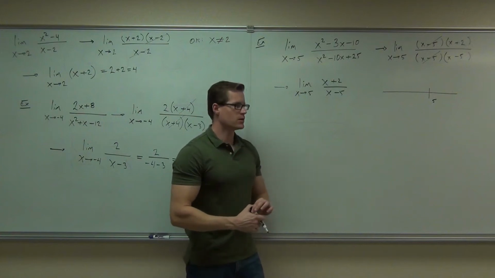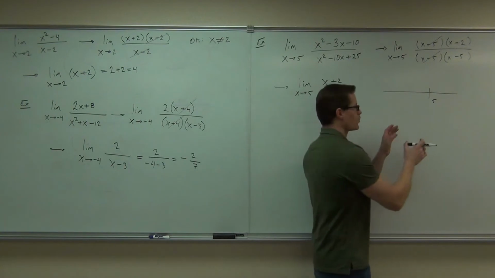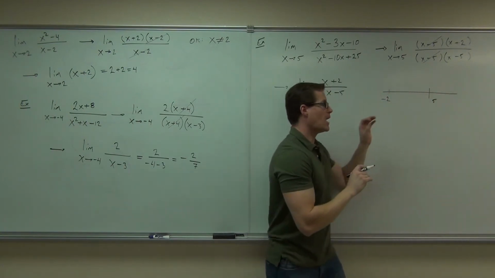What else do we need? -2. Now, -2 is interesting. We don't really need it because really we're looking at this area. However, we need to know what happens between this range.